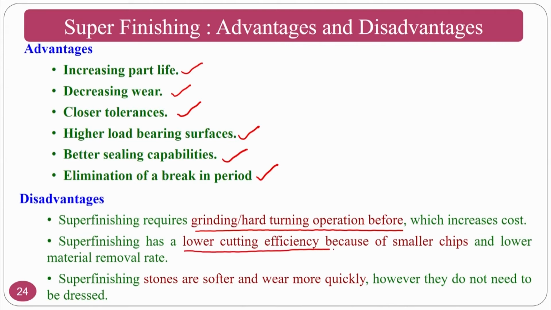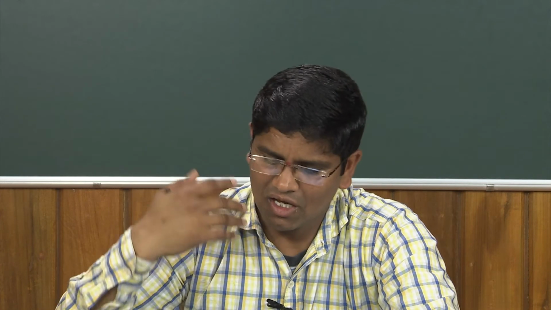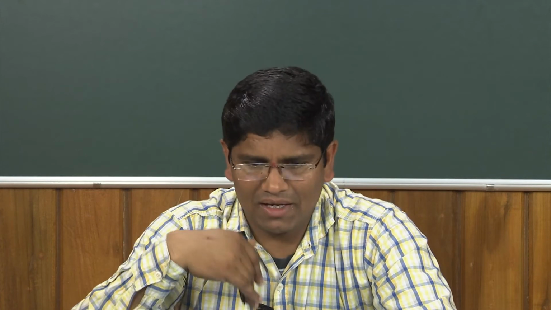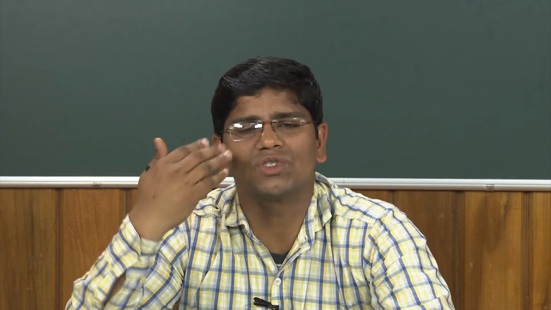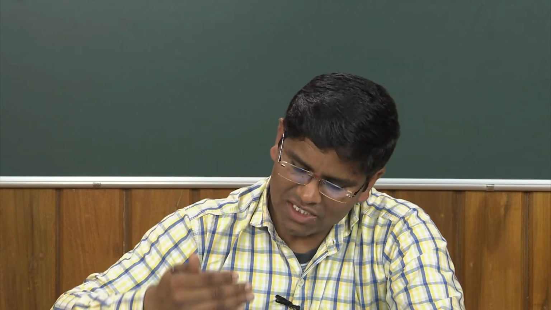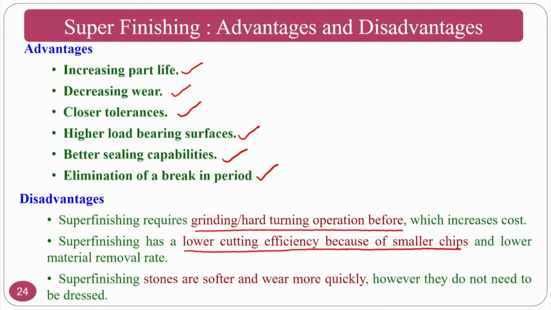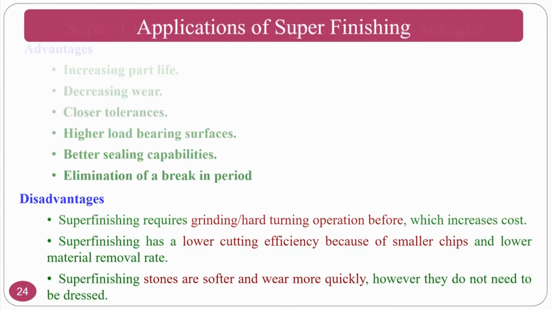The cutting efficiency is lower because the chips are very small. You have seen the grinding operation where the chip size decreases from turning to milling to grinding. If the chip size decreases, what will happen? The specific cutting energy requirement will go up. That's why the energy efficiency in this particular process will go down, because the chip size in this process is still smaller compared to the grinding process. Another disadvantage is that the super finishing stones are softer and wear very quickly. These are the three disadvantages of the super finishing process.